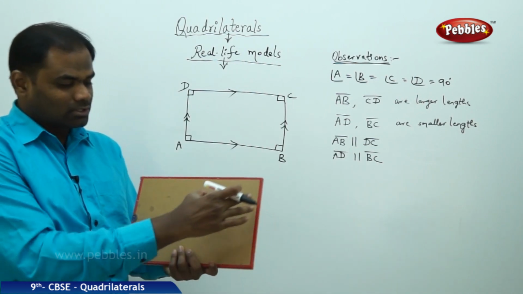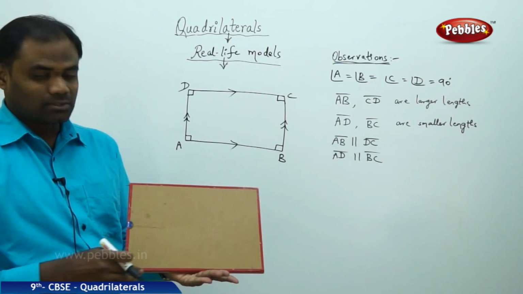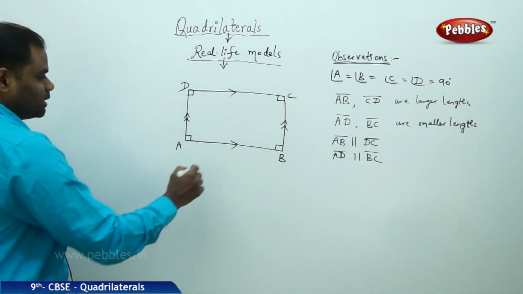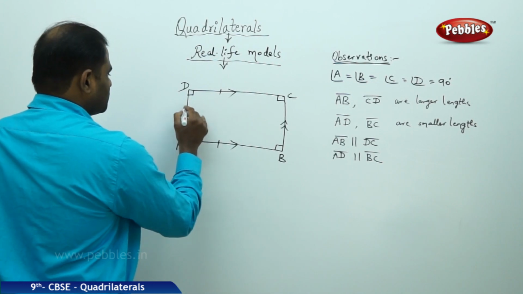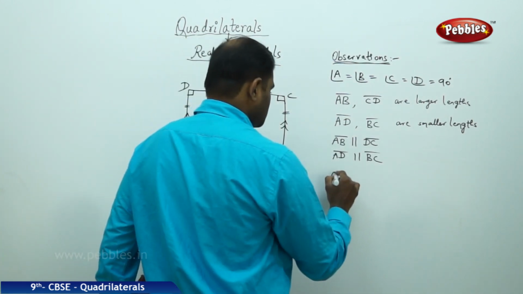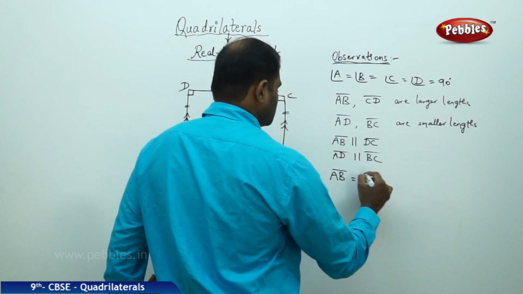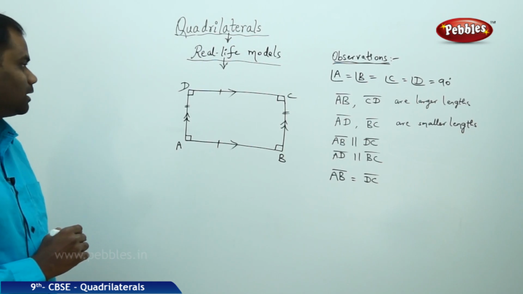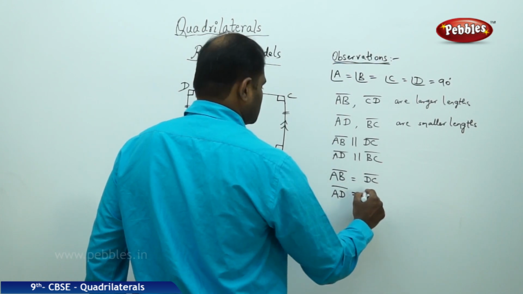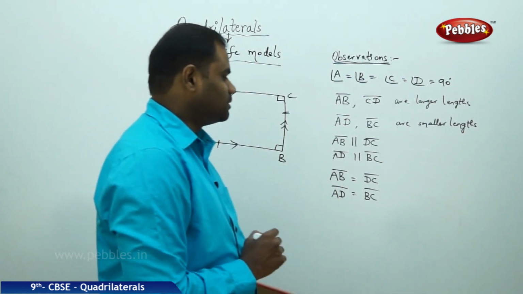Also, I observe that because these two are parallel and these two are parallel, this length is exactly equal to this length and this length is exactly equal to this length. So my next observation is that length AB equals length DC and length AD equals length BC. This is how I get the two pairs of lengths being equal.